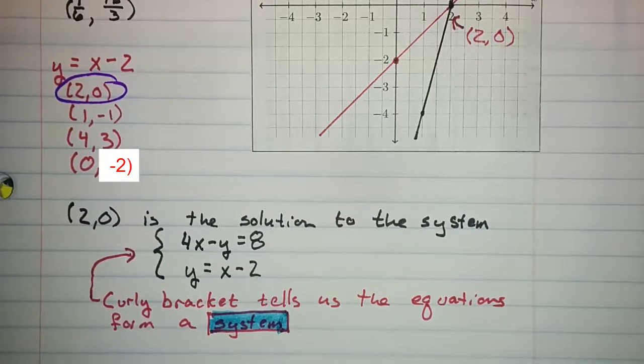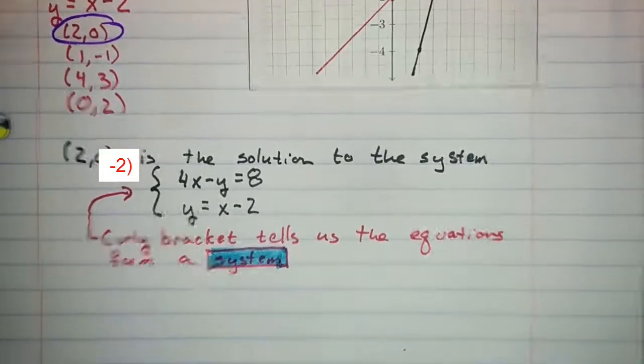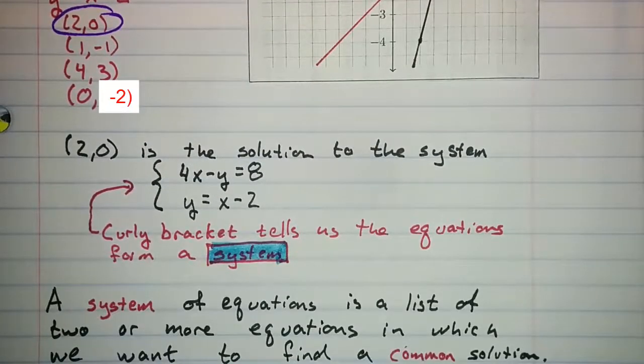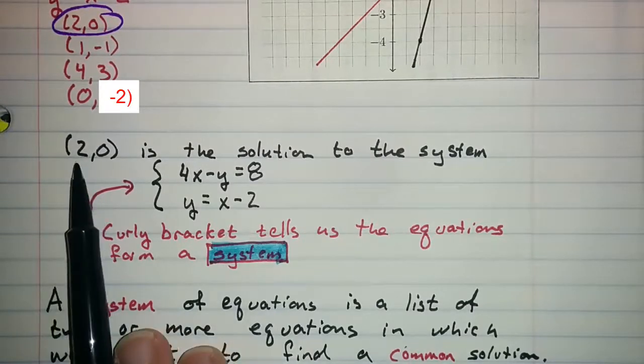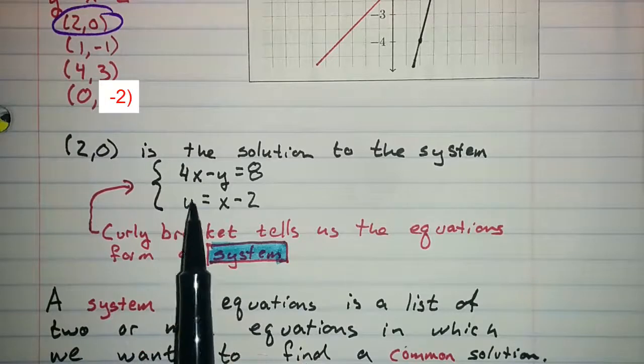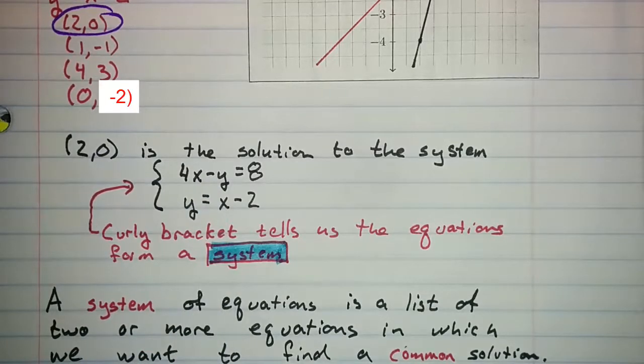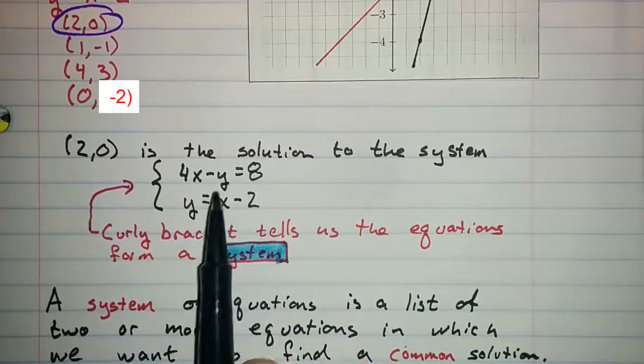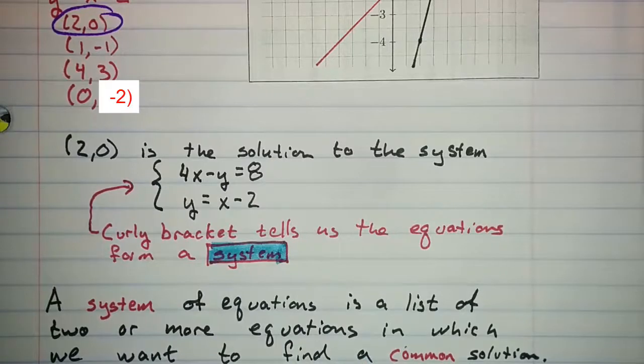Just so that we've said formally what we mean by that term, a system of equations is a list of two or more equations where we want to find a common solution, that is, a single point that is a solution to both equations. How do we know when we have something like that? When we have something like that, it works in both equations.